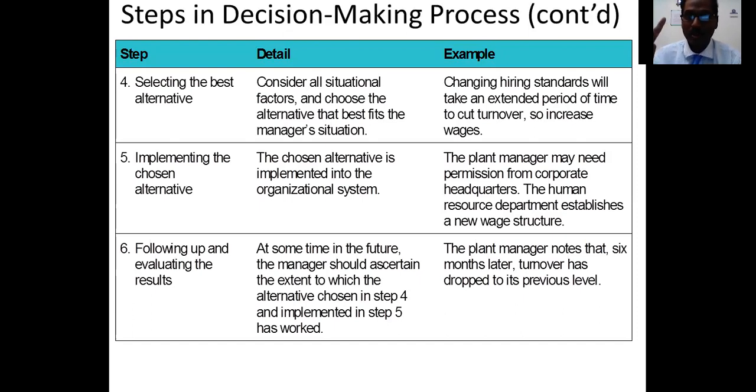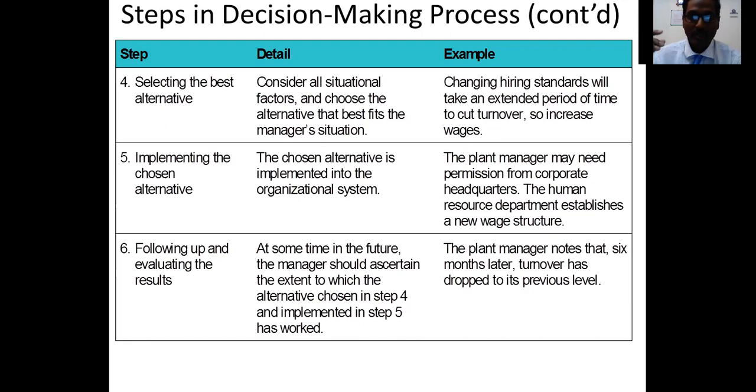So he had only two options: increasing the wages, and changing the hiring standard. In this step he is choosing which one is better. Changing the hiring standard will take an extended period of time to cut turnover. Changing the hiring standard is possible, but it will take a very long time. It is a very time consuming process, so this will not solve the issue immediately. So the best alternative he is considering here is to increase the wages.